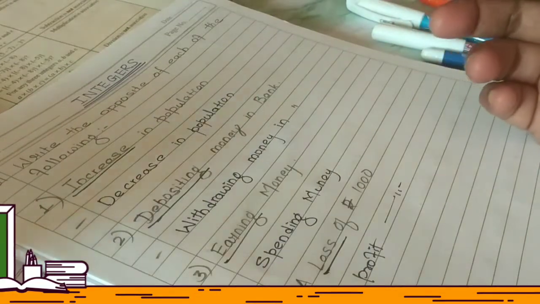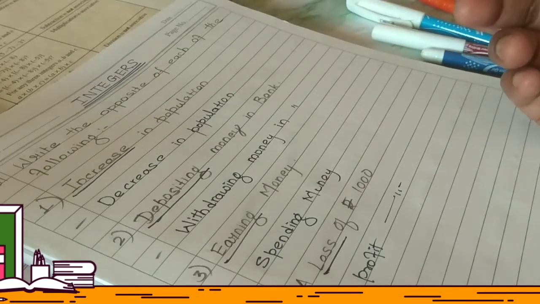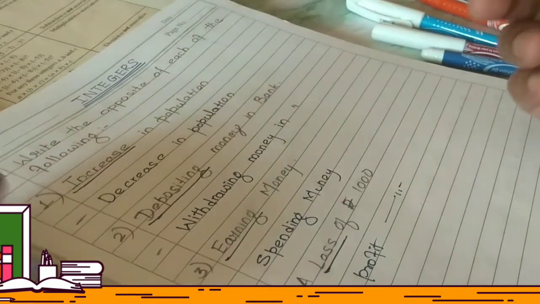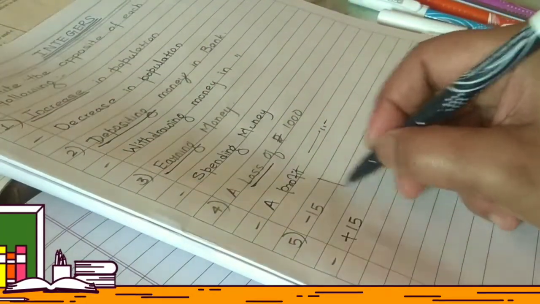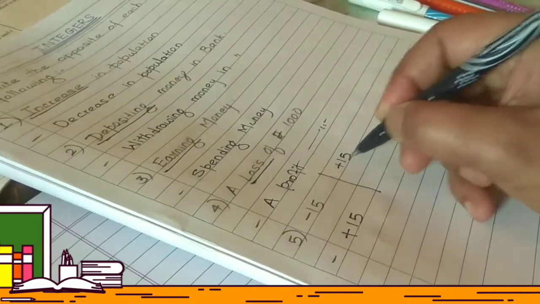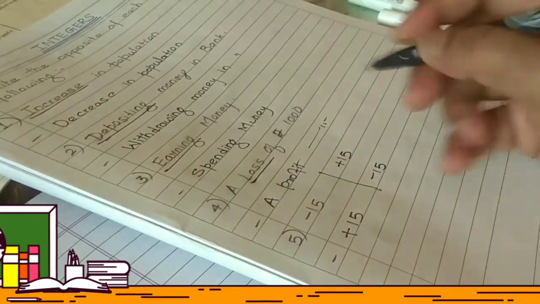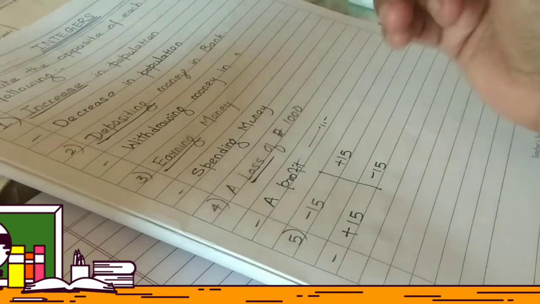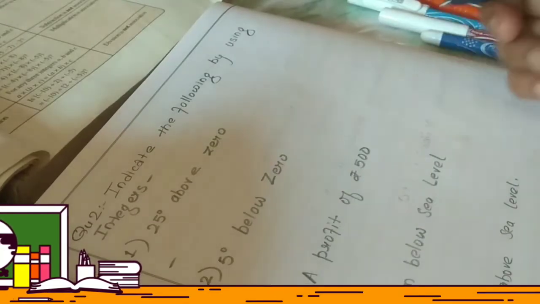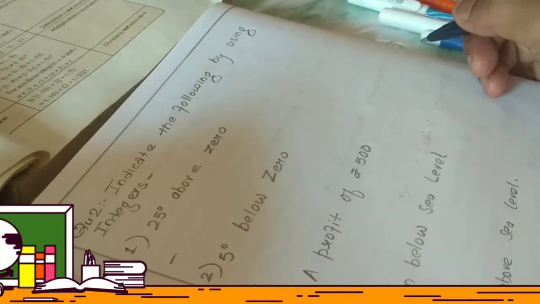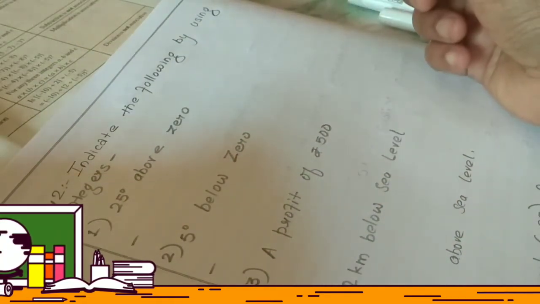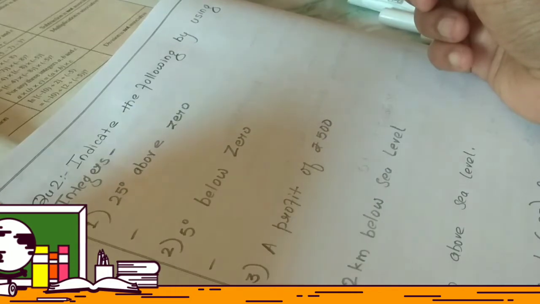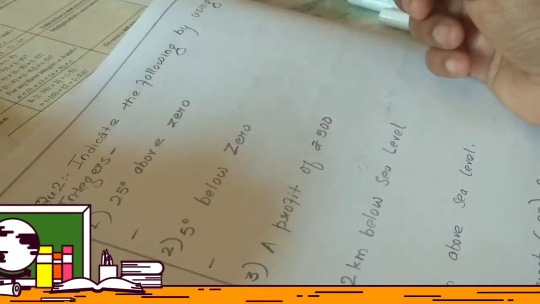So these are the general questions: increase and decrease, deposit and withdraw, earning and spending, loss and profit. If -15 is given, you have to write the opposite, +15. Similarly, if +15 is given, you write the opposite, -15. So it works up and down also. Now the second question is: indicate the following by using integers. Here the basic questions are taken, and we have to indicate the question in integer form.